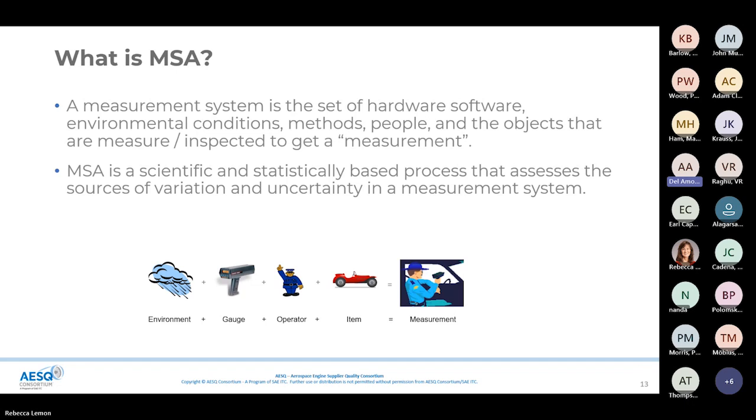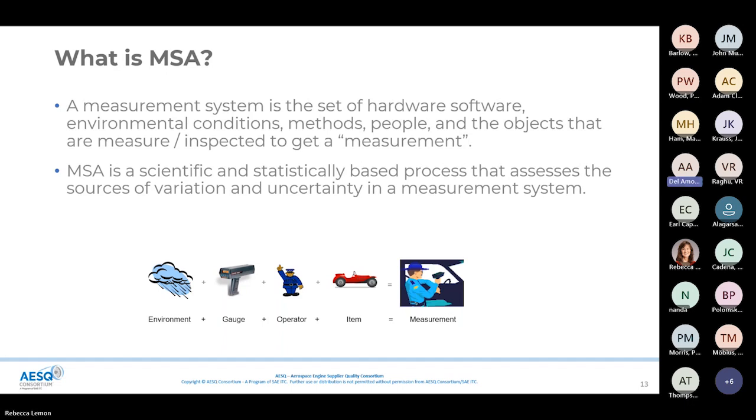So a measurement system is not just a tool that you're using to measure or to inspect an item. It is a set of hardware, software, the people, the methods that you're using, and the environmental conditions in which you're getting the measurements or inspecting something, right? So every element that is part of the measurement system might affect it. And MSA is the process that we use to assess all the sources of variation and uncertainty in the measurement system. And it is a statistically based process.